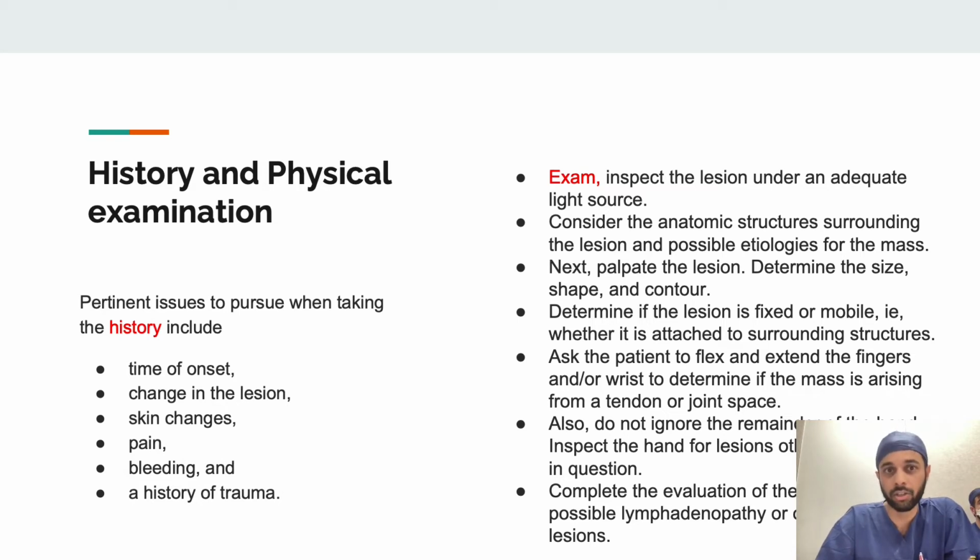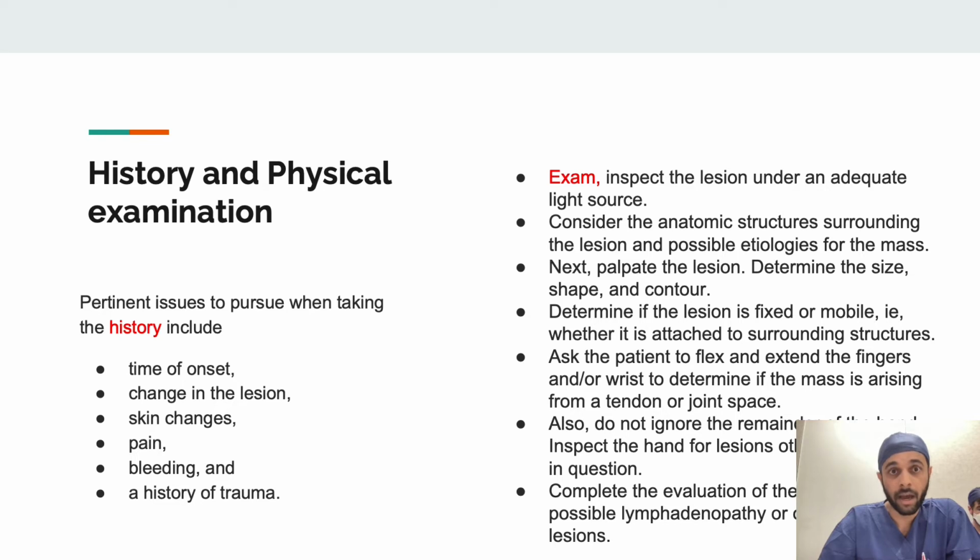Consider the anatomic structure surrounding the lesion and the possible etiologies for the mass. Next would be to start palpating the lesion. Determine the size, shape, contour. What's it feel like? Is it fixed or is it mobile? Is it attached to the surrounding structures or not?